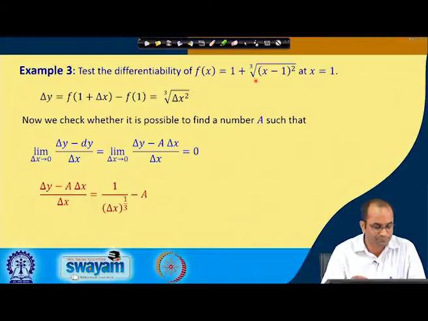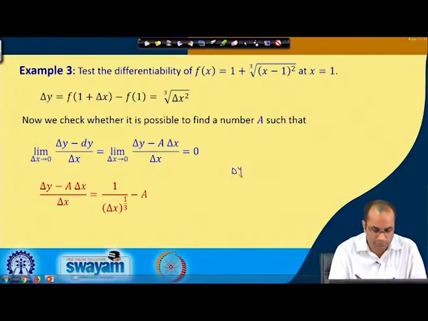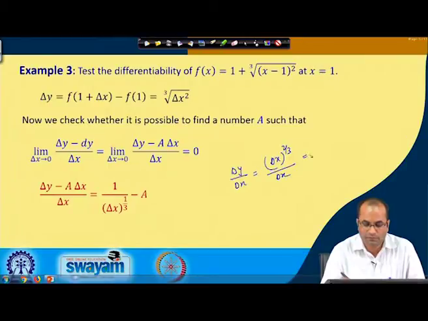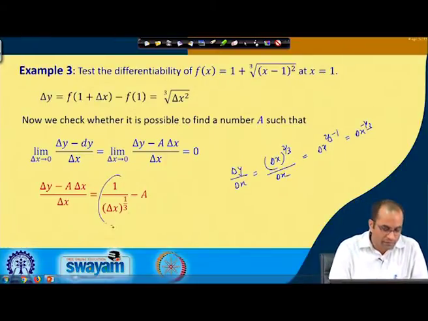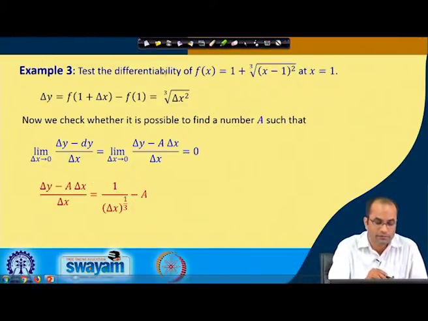What is delta y over delta x? Delta y here is the cube root of delta x squared, and when we divide by delta x, the power is 2 by 3. Let me just compute this term, the delta y over delta x term. Delta y was delta x to the power 2/3, and then we have delta x in the denominator. So this will be delta x to the power 2/3 minus 1, so delta x to the power minus 1 by 3. And then minus a in this case.